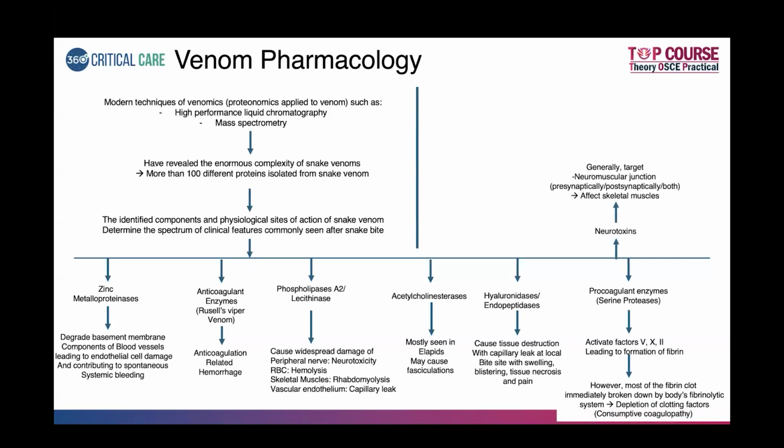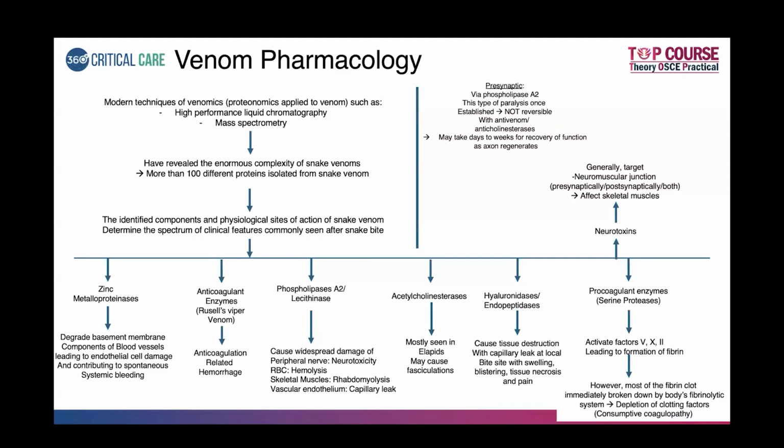Then neurotoxins, which generally target the neuromuscular junction, which can be either presynaptic, postsynaptic, or both, or they can also affect the skeletal muscles. Now, why you need to know about presynaptic and postsynaptic is that presynaptic toxins act via phospholipases A2. When it acts through the presynaptic receptors, the effects are not reversible.